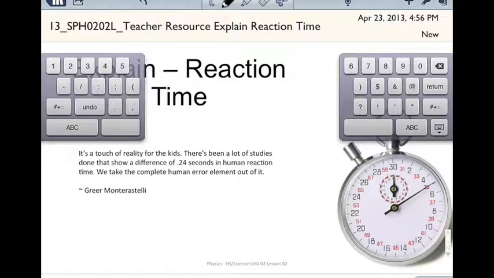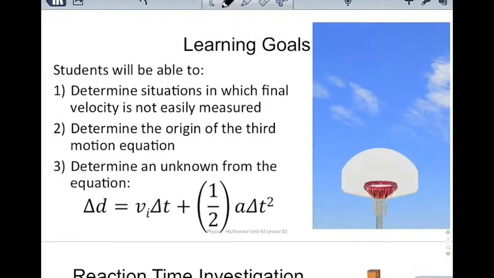So, our learning goals for this presentation are that you should be able to determine situations in which final velocity is not easily measured. We can't always measure all the variables, and there are certain situations in which we can't measure final velocity. You should be able to determine the origin of the third motion equation. So this is our actual third motion equation that deals with acceleration and time and velocity. And you should be able to determine an unknown using this equation right here. Now this equation is listed just like this on the formula chart, and you should be able to use it.